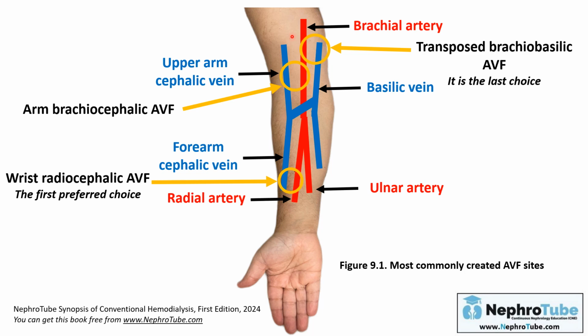For example, if in this patient you have started by creating an arm brachiocephalic fistula, and this fistula failed after some time due to any reason, now you have only one option, which is transposed brachiobasilic fistula. You cannot make radiocephalic fistula because you already did the brachiocephalic before it. But if you started with radiocephalic fistula in your patient and it failed for any reason, you have two other options now and more options for the creation of the fistula.